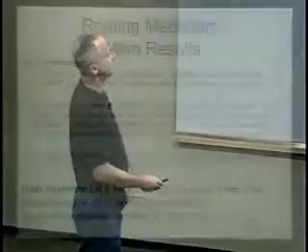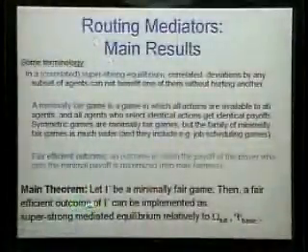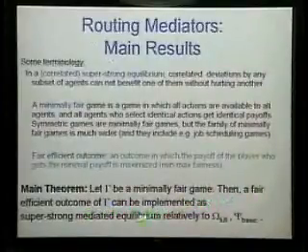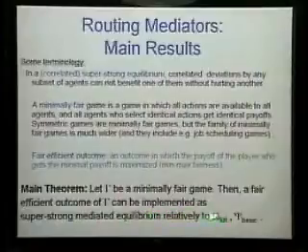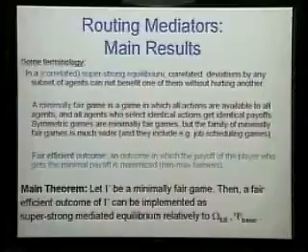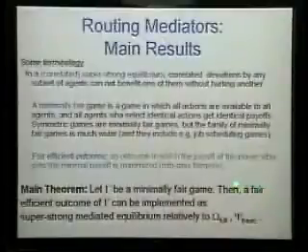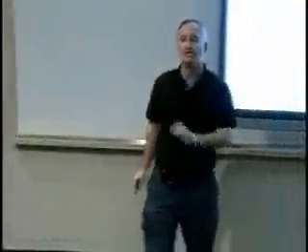And here is our main theorem. Let gamma be any minimally fair game. Then a fair efficient outcome of gamma can be implemented as a super strong mediated equilibrium. What is this? I remind you, this is the router example that we had before. So if you have a mediator with capabilities as the router that we mentioned before, that can have its own reliability, can offer conditional contracts and see messages, then suddenly all of the minimally fair games, you can implement them with something very, very strong.